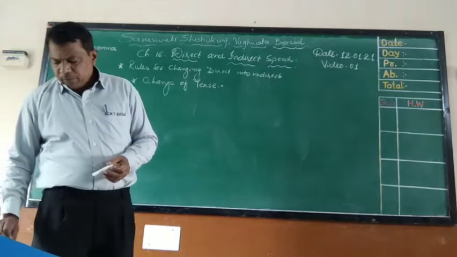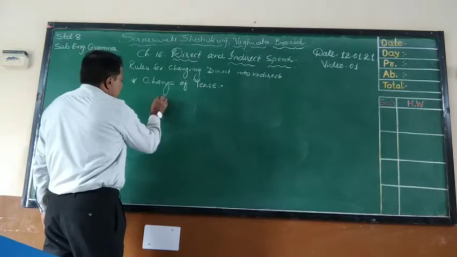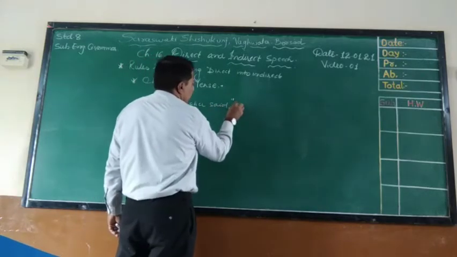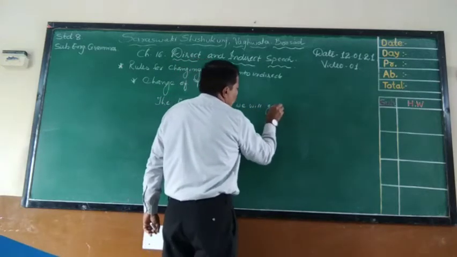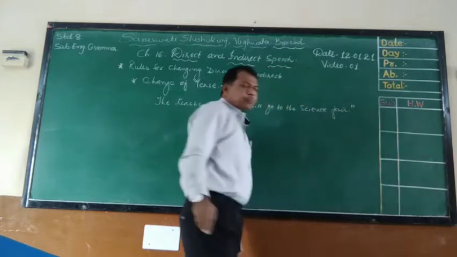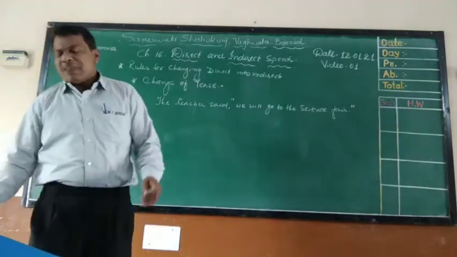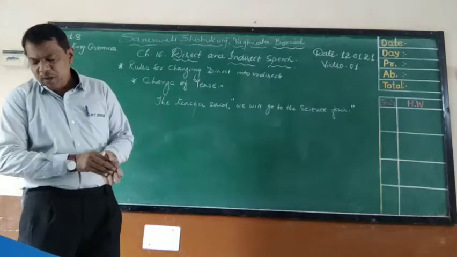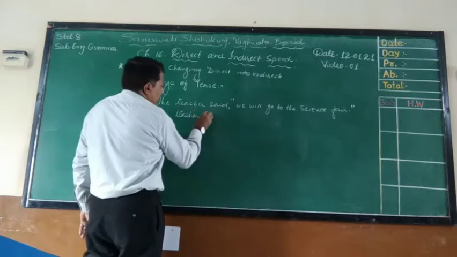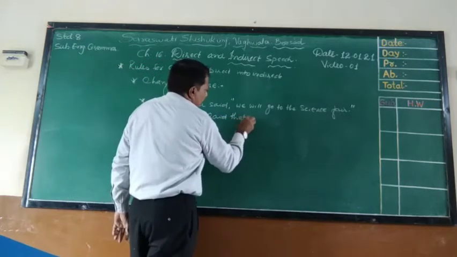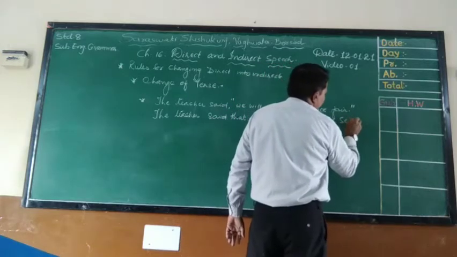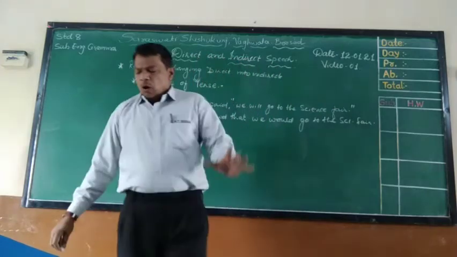The teacher said, we will go to the science fair. Now this is altogether in future tense. The teacher said that they would go to the science fair. Let's understand. The teacher said that we would go to the science fair. Okay, it is changed.